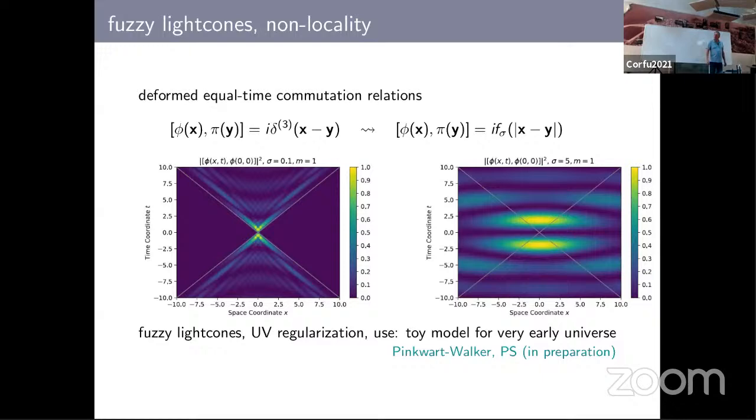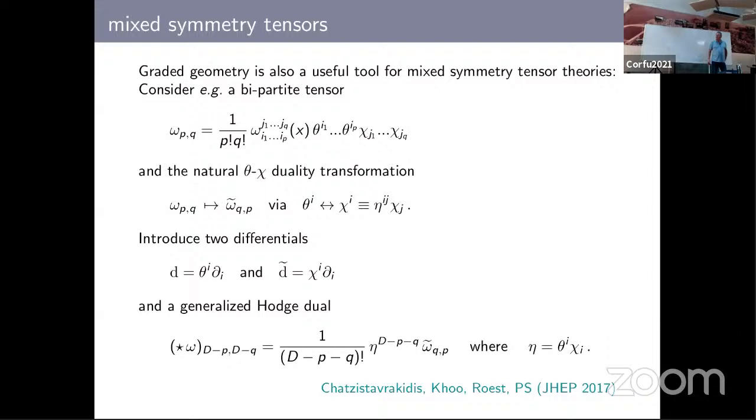Okay, the second one, an application of graded geometry to mixed symmetry tensors, work done together with Athanasios and, oh, I forgot some more authors here, sorry, Yorgos. Okay, you have mixed symmetry tensors, which in this case are bipartite tensors, anti-symmetric in the J's, anti-symmetric in the I's, but no particular symmetry between them. You can actually formulate them in terms of an extension of differential forms, like two sets of differential forms, graded variables, with some natural dualities, natural differentials, and there's a very natural way of writing down a generalized Hodge dual. So we have some natural objects here, and also very natural ways of writing down actions.